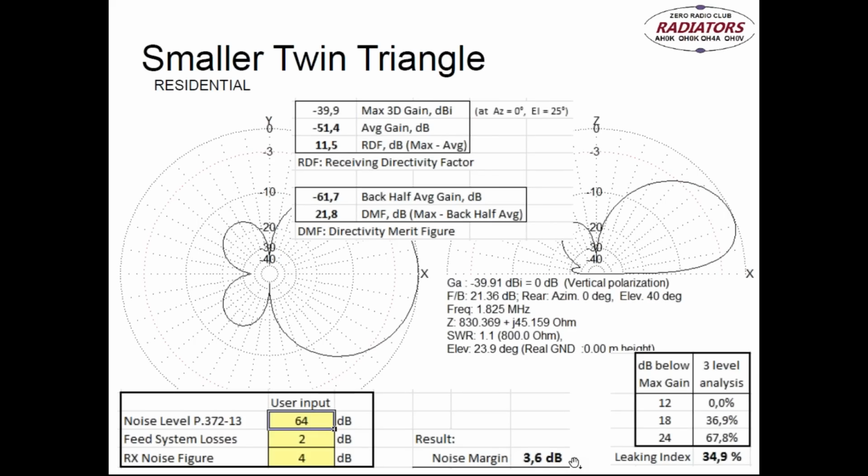Making this like 30-35 meters long will increase this further, or making these triangles a little bit higher. So it will increase this number if you want to. But this is something that I could recommend for anybody who can put up an antenna that is 25 meters long. This is not a bad choice. The leaking index is now below the 35% mark. So this is pretty good. The RDF is 11.5. So RDF shows that this is a worse antenna, but DMF shows that this is a better antenna, and leaking index verifies this is a better antenna.